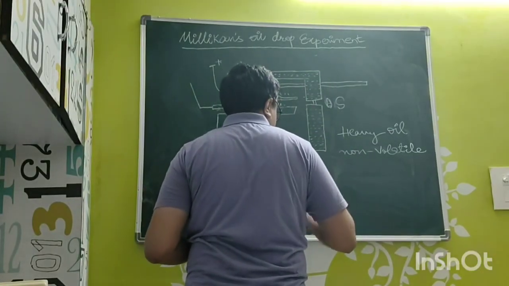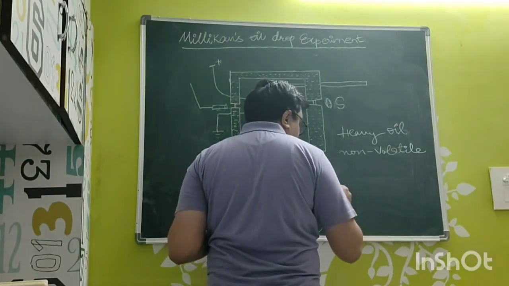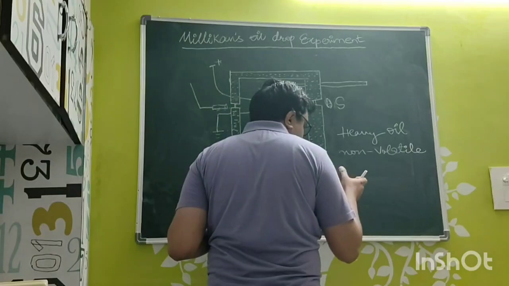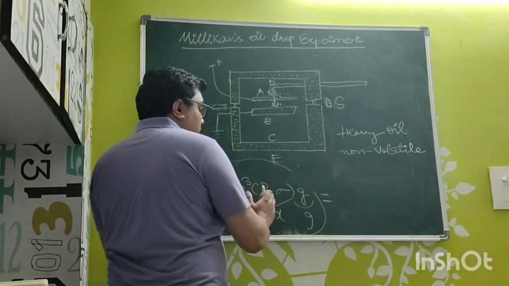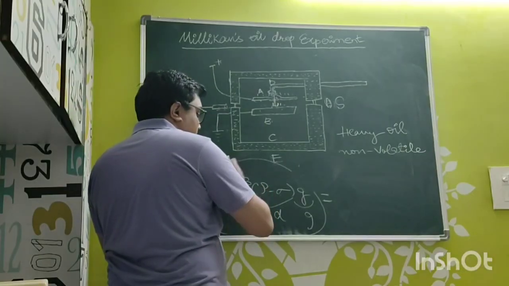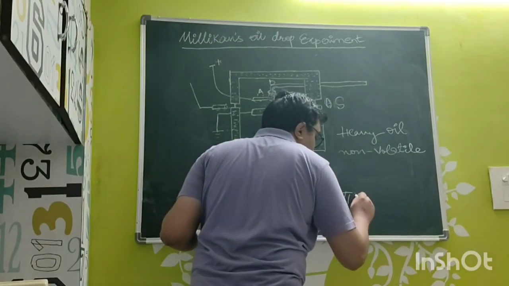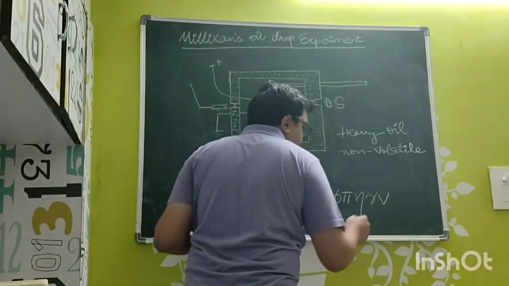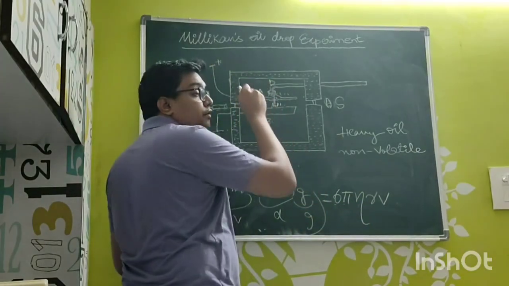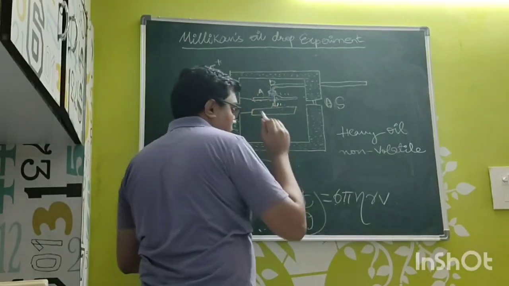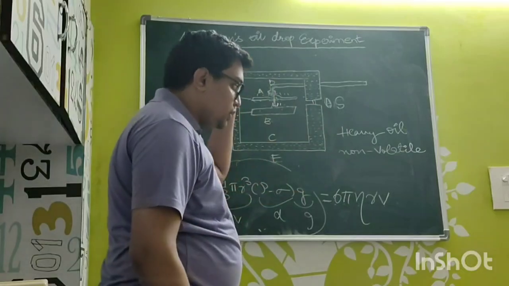So we equate this. The idea behind this is that the Stokes force is equal to the force by gravity. What is the Stokes drag force given by? 6π η r v. What is η? η is the coefficient of viscosity of the heavy oil. r is the radius, and v is the terminal velocity. Let's go on solving this.